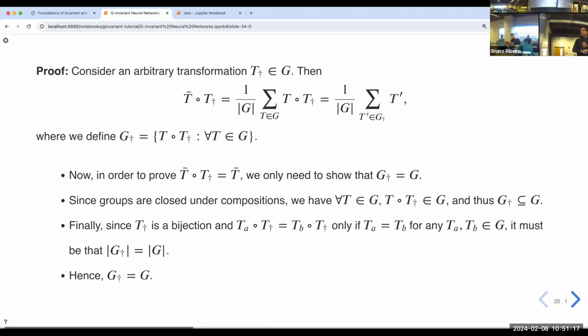And that's essentially it. The proof is quite simple. The groups are closed under composition and they have inverses. So all these transformations are bijective mappings. So this will take each element to a unique other element in G dagger. Every single transformation will take it to a unique element. And at some point you run out of new elements, you just have G back, okay? So that's kind of the idea of the proof.